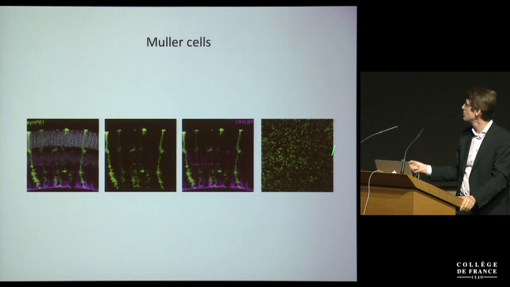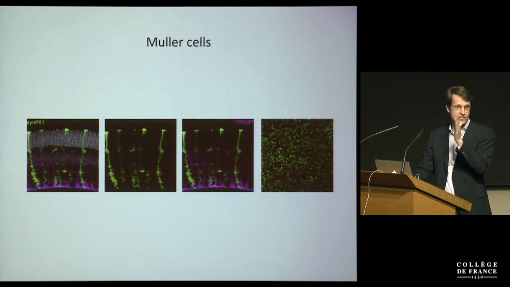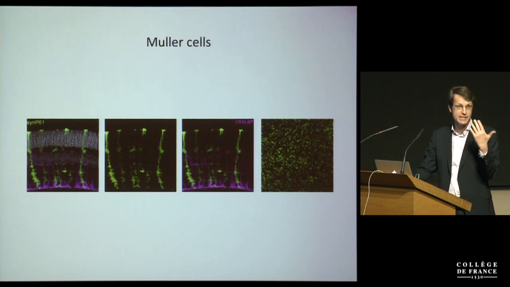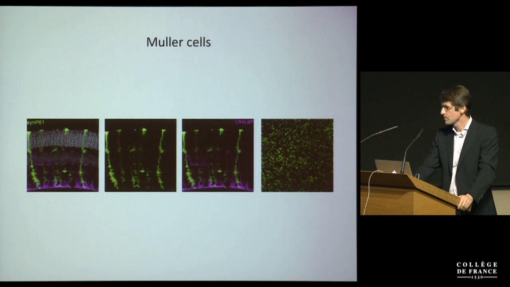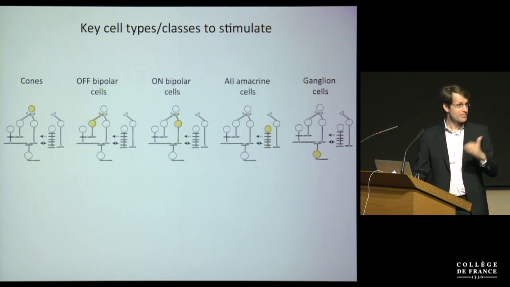Or here is, for example, Müller cells, which we can target exclusively. And here again, we have more than 10 different promoters. To different extents, we can express high, low, or medium amounts. So these were just a few examples from this library.